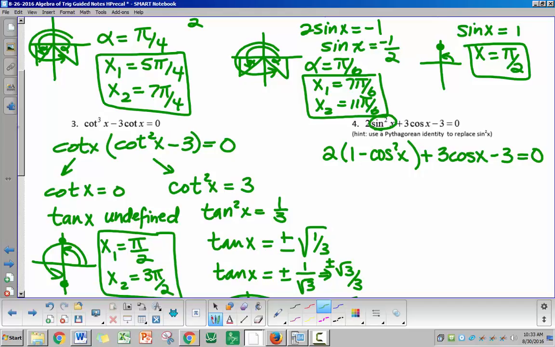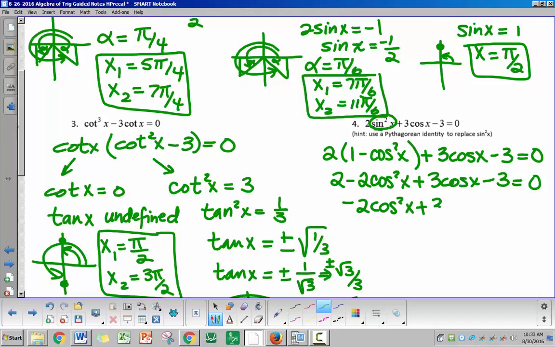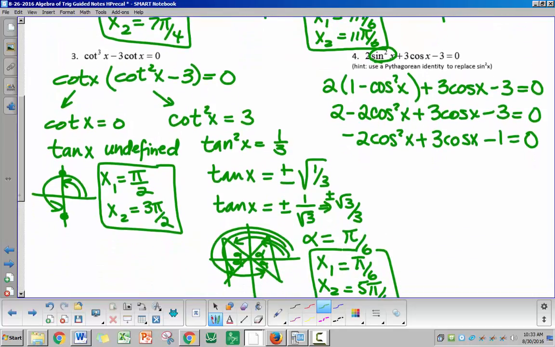And now we're going to distribute. So we're going to get 2 minus 2 cosine squared x plus 3 cosine x minus 3 equals 0. And I'm going to rearrange these things and get negative 2 cosine squared x plus 3 cosine x. And then if we do 2 minus 3, we get minus 1. Now, I don't like to factor or do anything with a negative in front. So I'm going to factor out a negative, leave it hanging outside there, and go 2 cosine squared x minus 3 cosine x plus 1 equals 0.